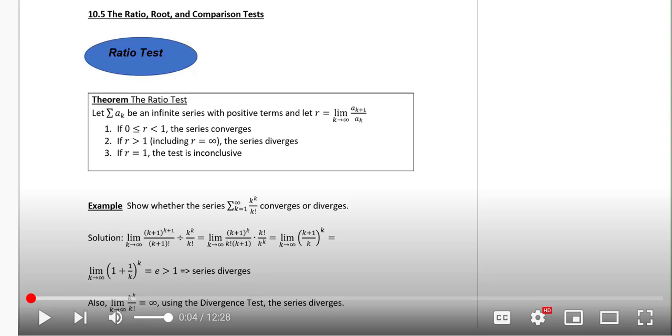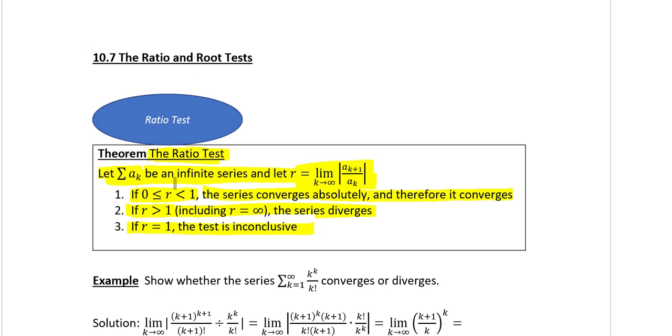So if we take a look at the video that we discussed initially, look at the ratio test. It says let sum a sub k be an infinite series with positive terms, and let R equal limit as k is approaching infinity of a sub k plus 1 over a sub k, and then we have the same conclusions. R between 0 and 1 makes the series converge, R greater than 1 the series diverges, and R equals 1 test inconclusive. So the difference between these two is in here we have positive terms, so then we don't have any absolute value signs, while in here we have any type of series, so not necessarily positive, but we put absolute value so that we don't worry about alternating signs. So I hope it makes sense.